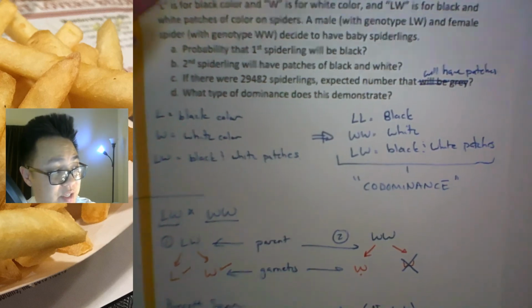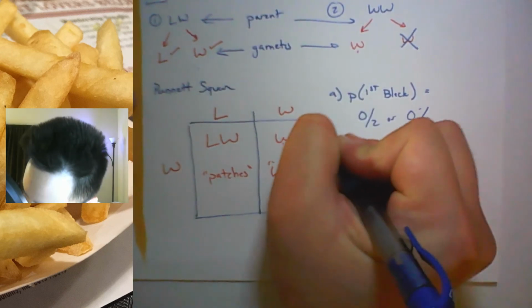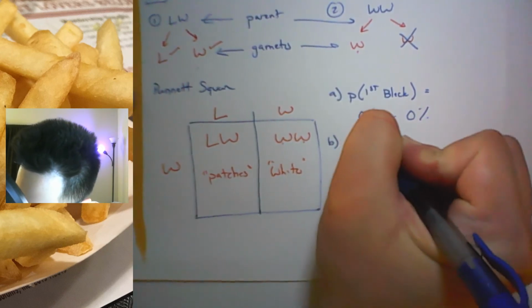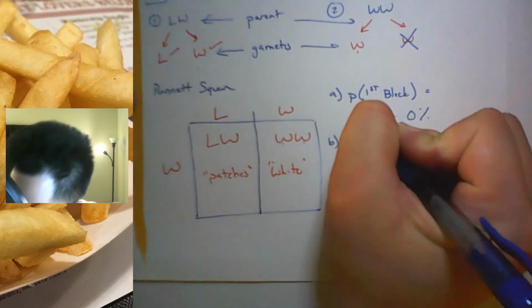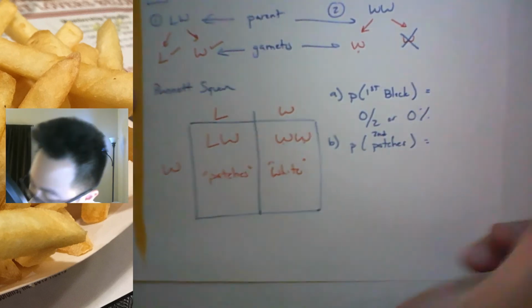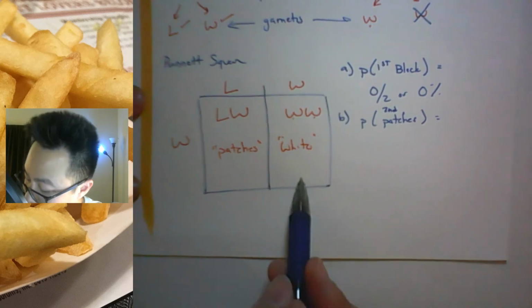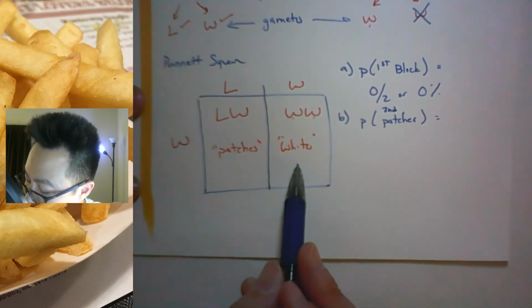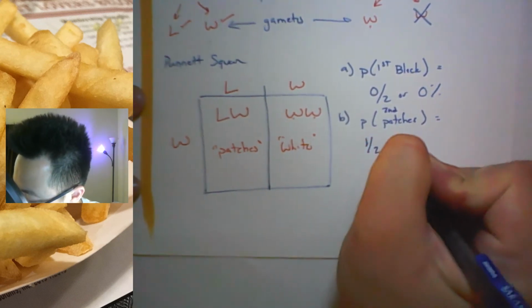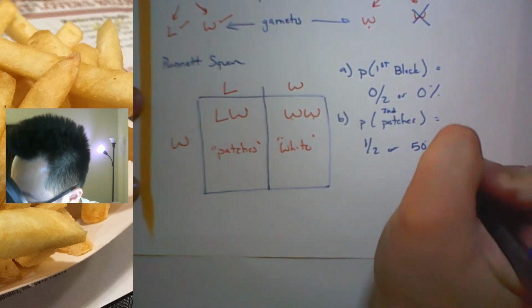Okay. Part B asks, what about the second one having patches? So what's the probability of the second being patches? Well, according to our Punnett Square, we've got 2 possible outcomes. One of the 2 is patches. So it's 1/2 or 50%.